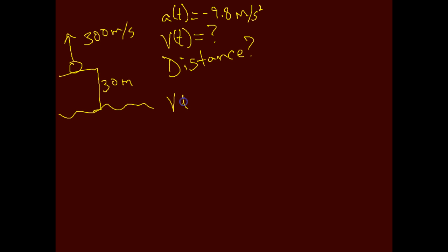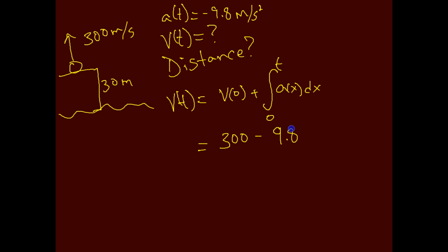Well, we know v of t is going to equal the initial velocity plus the integral of our acceleration function, and remember, we're going to put in a dummy variable here, from 0 to t. It just so happens that our acceleration is constant, so this is going to equal our initial velocity of 300 minus 9.8 meters per second squared. If we integrate that, we just get 9.8x, evaluated from 0 to t, and so really we get 300 minus 9.8t. So that is our velocity function.